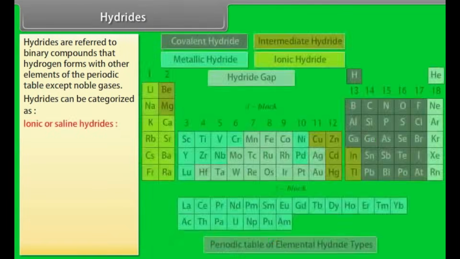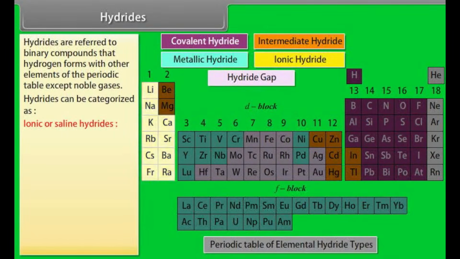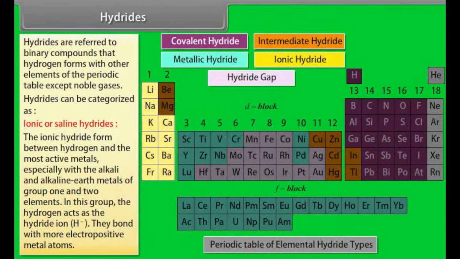Hydrides. Hydrides are binary compounds that hydrogen forms with other elements of the periodic table except noble gases. Hydrides can be categorized as ionic or saline hydrides. The ionic hydrides form between hydrogen and the most active metals, especially the alkali and alkaline earth metals of group 1 and 2 elements. In this group, the hydrogen acts as the hydride ion.